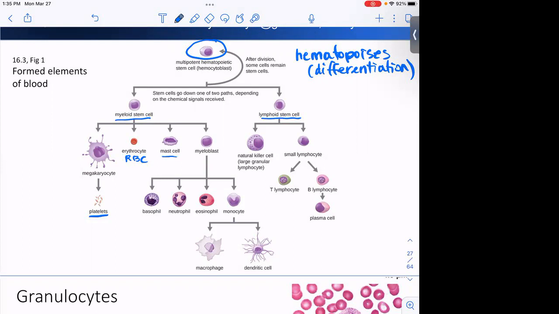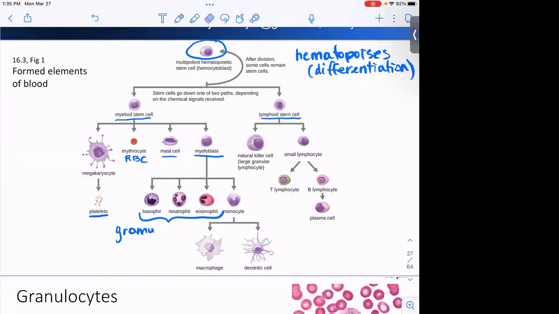We're not going to really talk anymore about mast cells, but those are present. Those are considered a white blood cell as well. And then these myeloblasts will differentiate into a group of cells that we call the granulocytes.